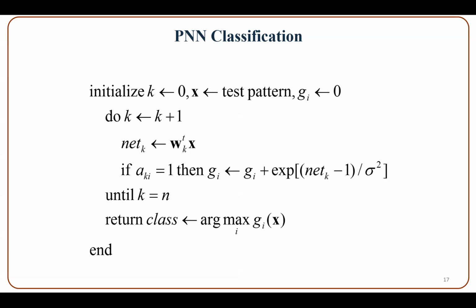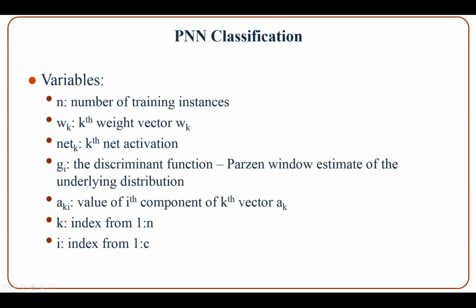In the classification step, a test pattern is introduced to the model. In each iteration, the net activation is calculated by the pattern unit, and then each output unit sums the contributions from all the pattern units connected to it. And the class of the test pattern is the index i that maximizes g_i. This slide explains the variables in the classification algorithm.